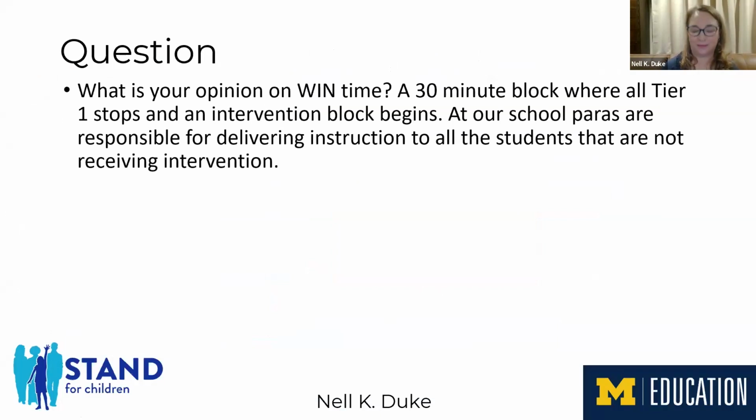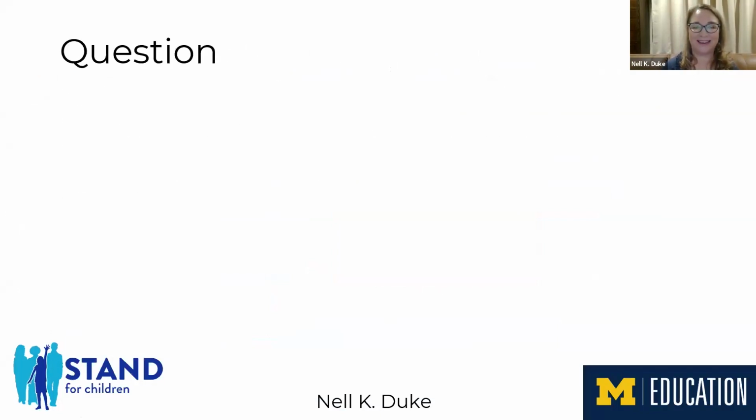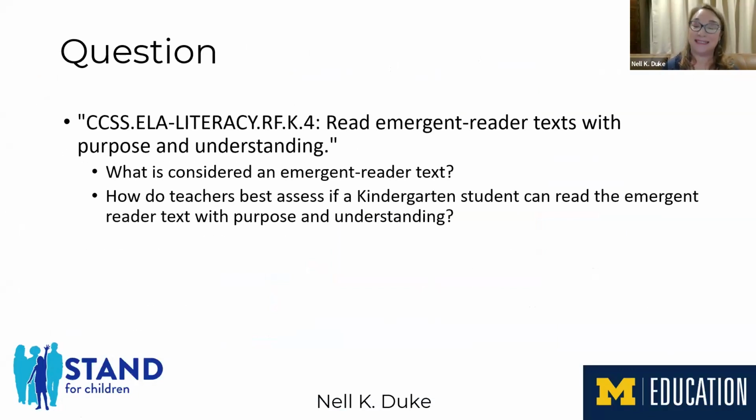And then in terms of the question, how to best assess, you would have a set of books that have the characteristics I just talked about, and you would read them with the children and have a simple set of questions to go with them, such as, what do you think will happen next? Or what can you tell me about the book you just read? And that would help you know if kindergartners can read emergent text with purpose and understanding, which is that Common Core state standard.